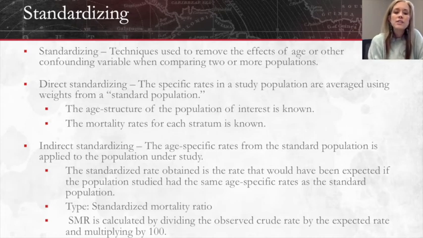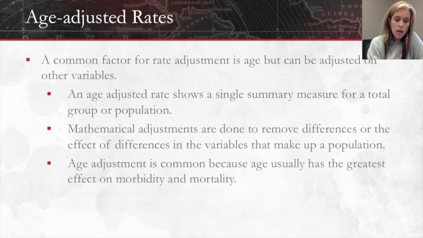Okay, and so if you were to ever calculate a standardized mortality ratio, that should indicate to you that you're doing the indirect standardization method. Okay. The standardized mortality ratio is simply calculated by dividing the observed crude rate by the expected rate and multiplying by 100. So let's go into a little bit more detail.